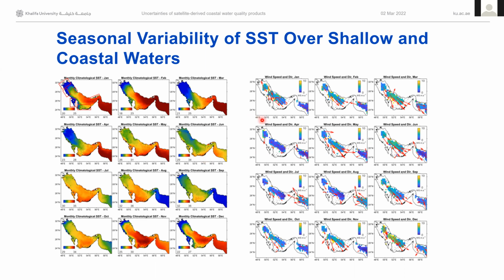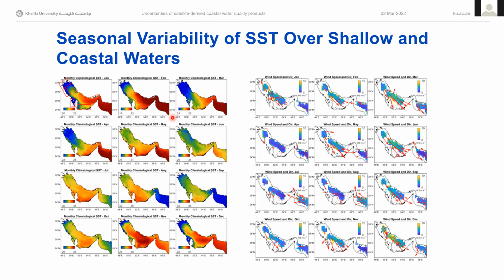Comparing this with the wind speed, we noticed that colder SST corresponds to lower wind speed, and all the wind comes from the north toward the Sea of Oman. Thus, you can see these changes in the sea surface temperature.